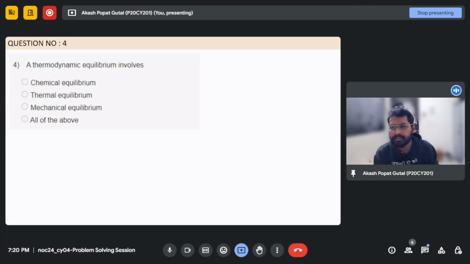So the fourth question is, a thermodynamic equilibrium involves. There are four options: chemical equilibrium, thermal equilibrium, mechanical equilibrium, and all of the above. Can we answer this question?